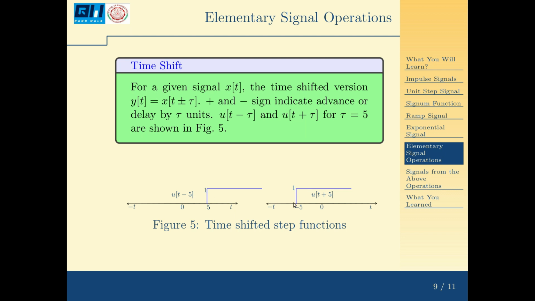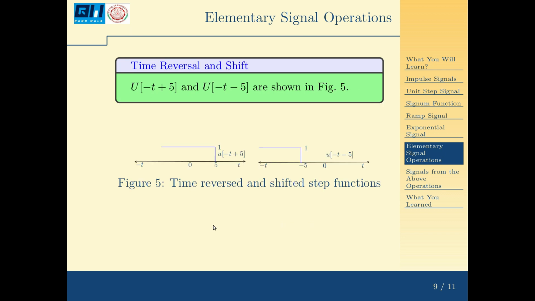Here, this signal is advanced by 5 units. My u(t) signal is advanced by 5 units. The new origin will be at t plus 5 equal to 0, or t equal to minus 5. So this is how the signal looks. This time advance is not a practical thing, but a delay is often seen in practical systems.